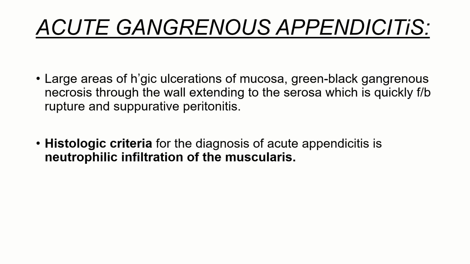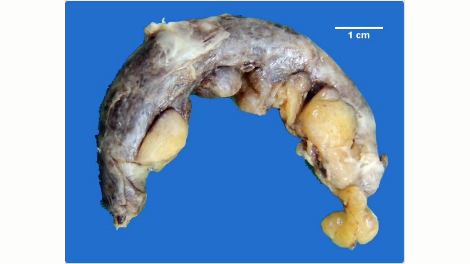Coming to the next stage, that is your acute gangrenous appendicitis, in which you will have large areas of hemorrhagic ulceration of mucosa. The surface will appear green, black, gangrenous. So histological criteria, again you will have neutrophilic infiltration of the muscularis propria.